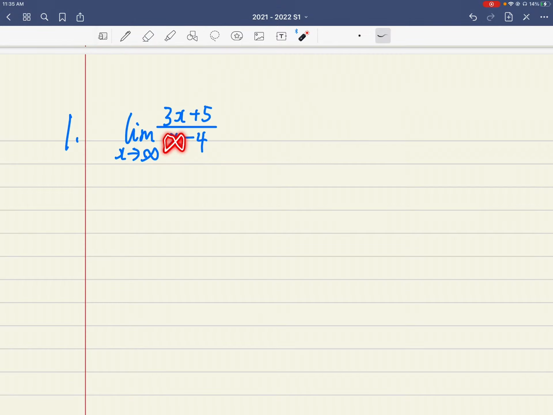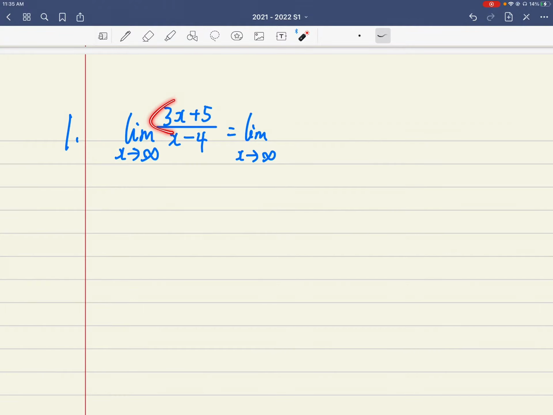Because here, if you do the substitution, theoretically, something very, very large minus 4 is still very, very large. Something very, very large times 3 plus 5 is still very, very large. So if you do the substitution, it's like infinity over infinity. Later we're going to use L'Hopital's rule, but now, first we are going to just divide both sides by x to the highest power. We do this whenever we do the substitution and we see a pattern infinity over infinity.